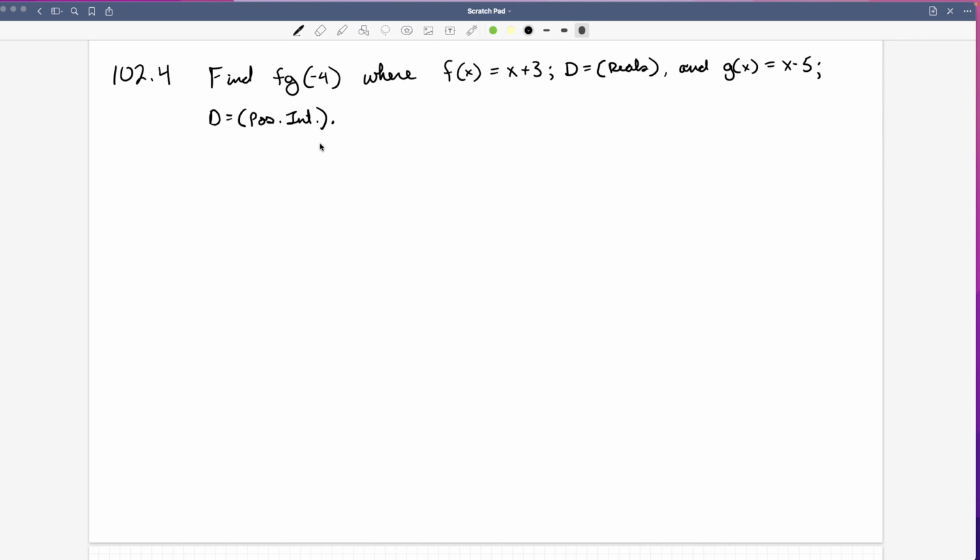It says we cannot use this function to find f of g of negative 4 because negative 4 is not a member of the domain of g of x. So it's not a member of the domain of f of g of x. So we can say this problem has no answer. We don't even have to solve it. We just say it is one of these, or we could say null set.